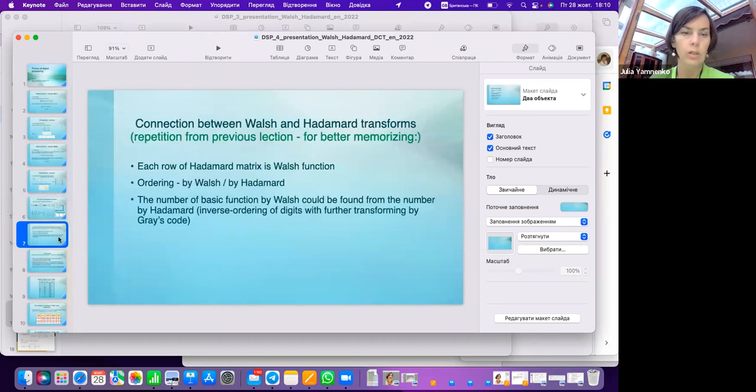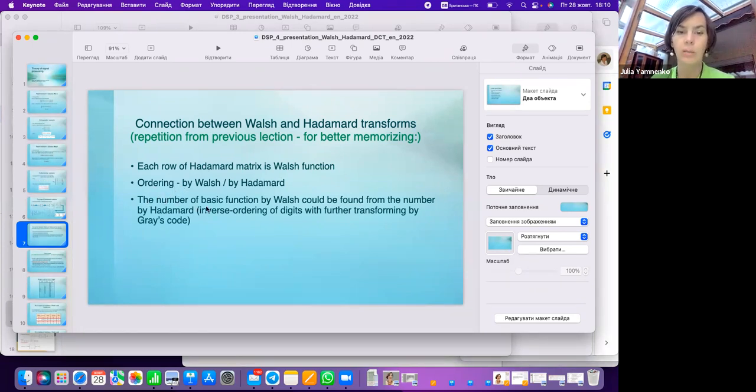It was already considered, but here is a little repetition for a better understanding of the connection between the Walsh and Hadamard transforms, for better memorizing. Each row of the Hadamard matrix is a Walsh function. The only difference is the ordering.